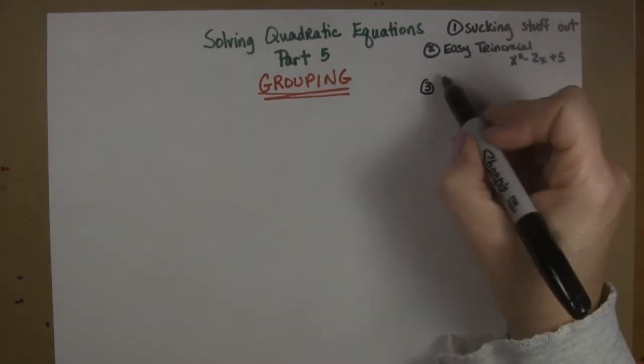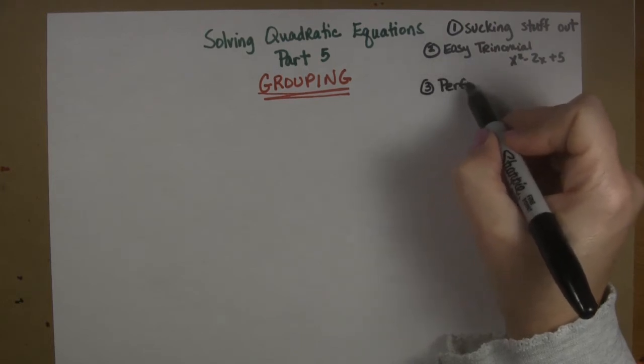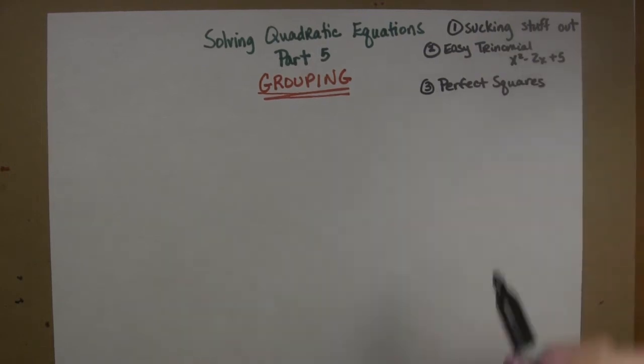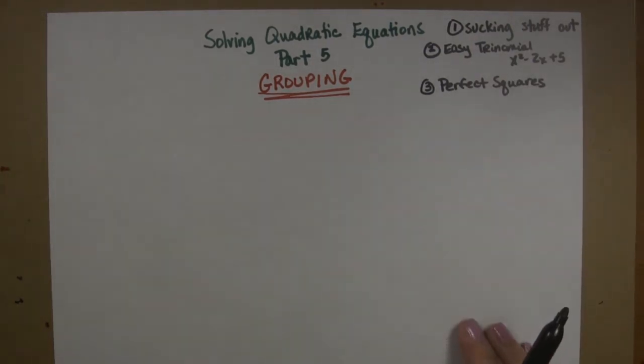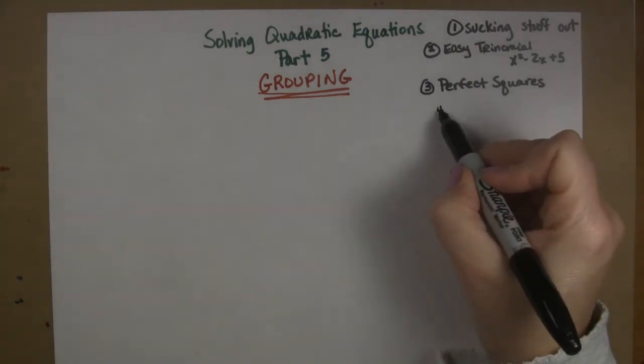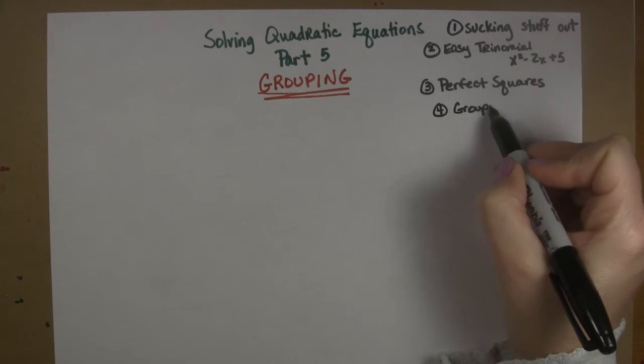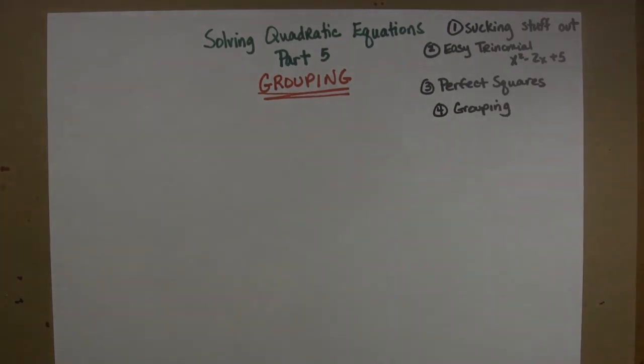Another technique that we have already learned is you can look for perfect squares, and then you can factor those pretty easily. And so this is our fourth technique that we're going to learn now, which is called grouping. Grouping is especially helpful when you have lots of terms that you're trying to deal with.